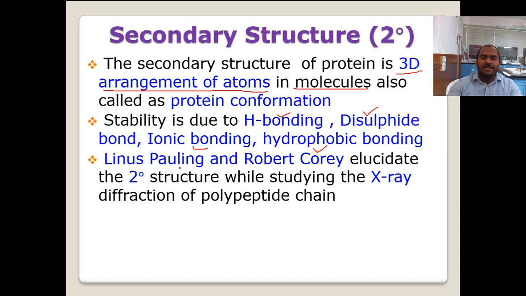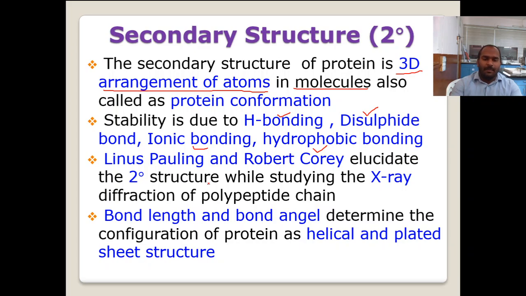Two scientists, Linus Pauling and Robert Corey, elucidated the secondary structural level while studying the X-ray diffraction pattern of the polypeptide chain. They were studying the protein matrix and wanted to find out the structure of protein. Therefore, they did X-ray diffraction, and from the X-ray diffraction of the polypeptide chain, they found two different types of conformation or arrangements in a polypeptide chain.